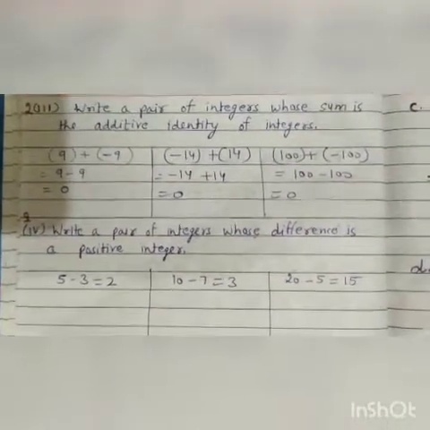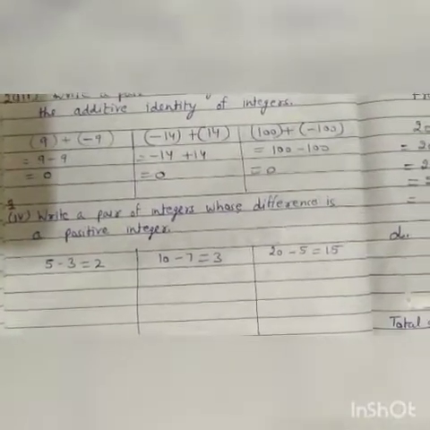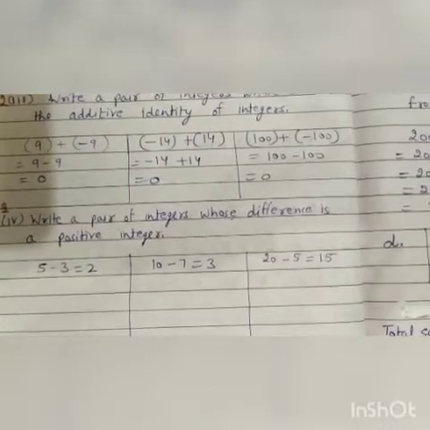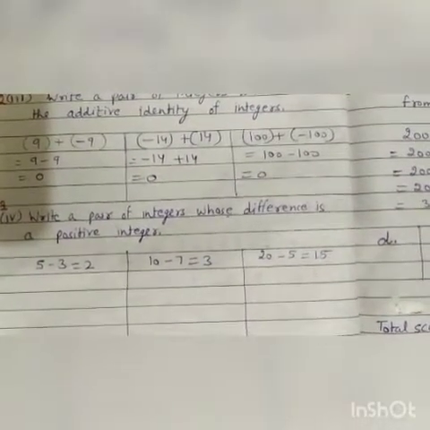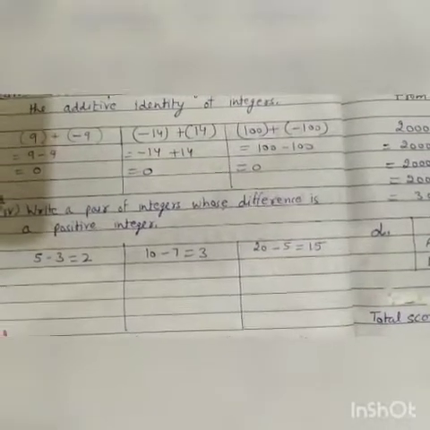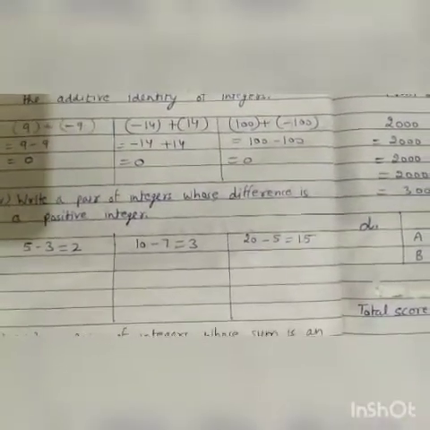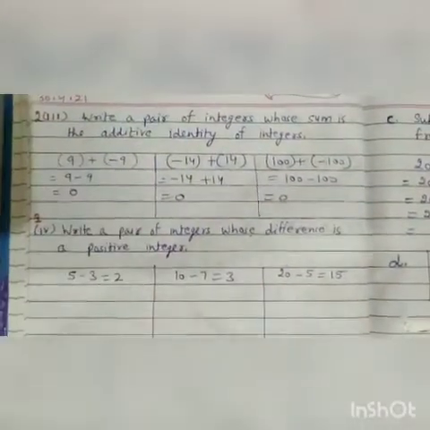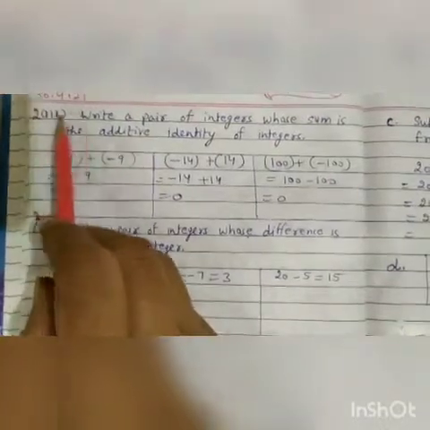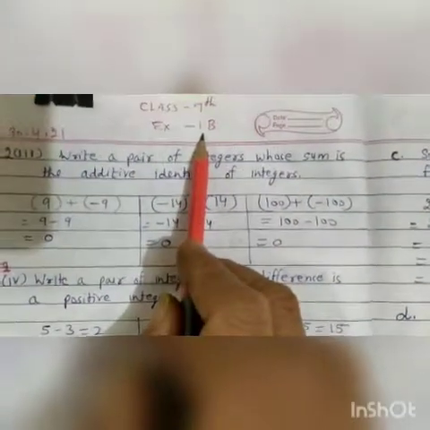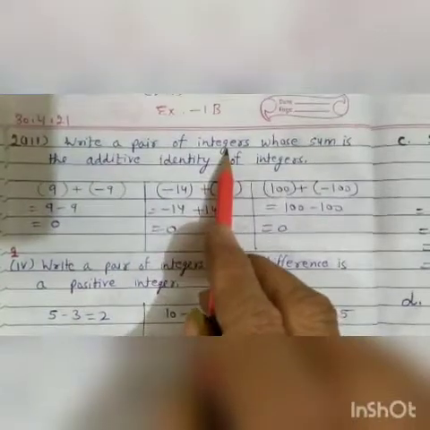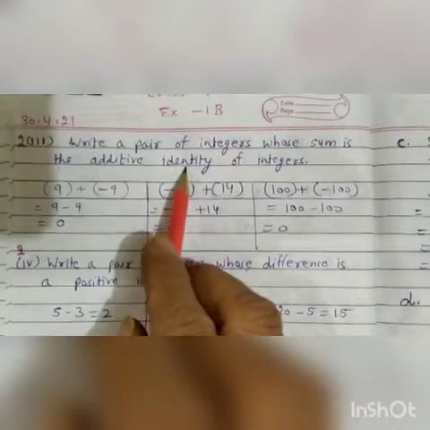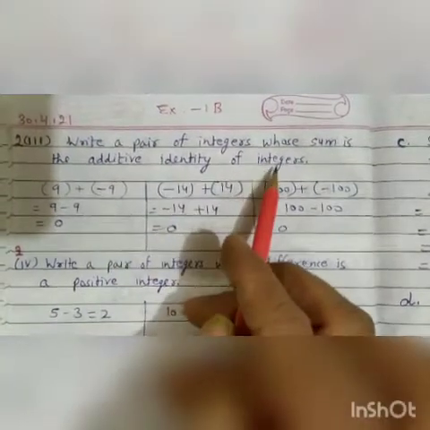I have already copied all the questions in my register. Students, nowadays this register is working just like a blackboard. I am using this register as a blackboard. So it's the third part. Question number 2, third part of exercise 1b. Write a pair of integers whose sum is the additive identity of integers.